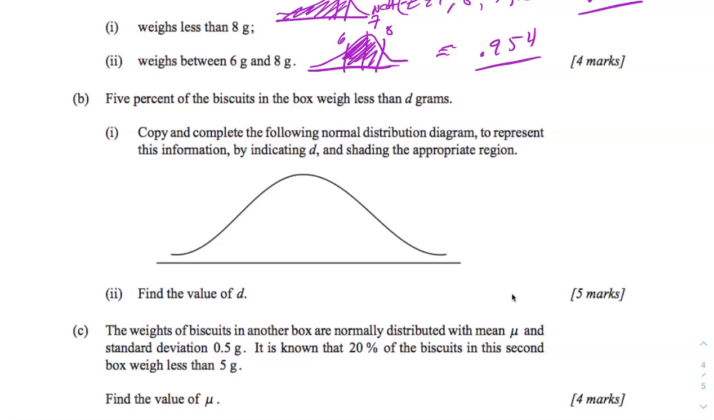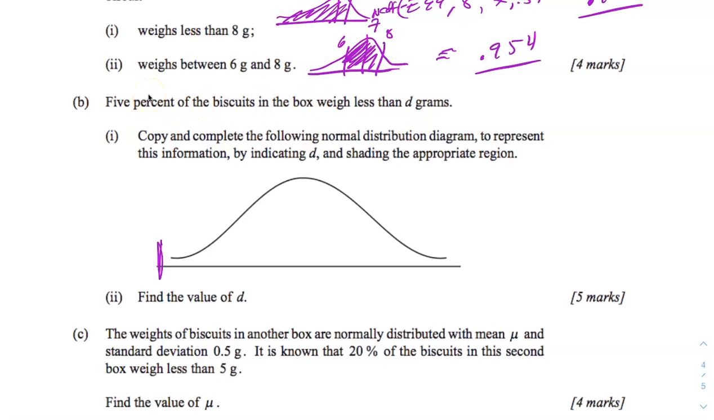5% of biscuits weighed less than D grams. Copy and complete the following normal distribution diagram to present the information by indicating with shading the appropriate region. Now remember the way it goes: less than, you start on the left-hand side. We're going to start over here and go 5%. 5% is not much, so I'm just going to go right there, and that's 0.05. And then this would be my D.